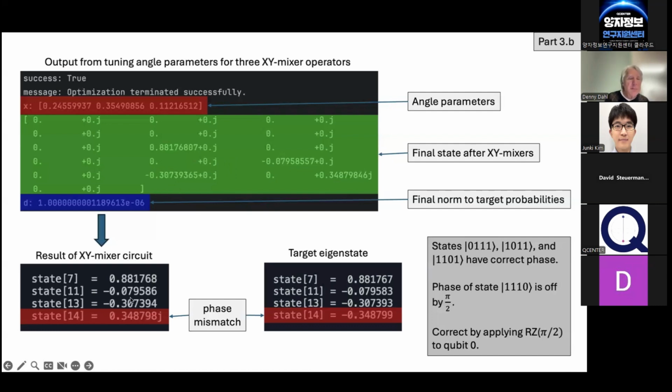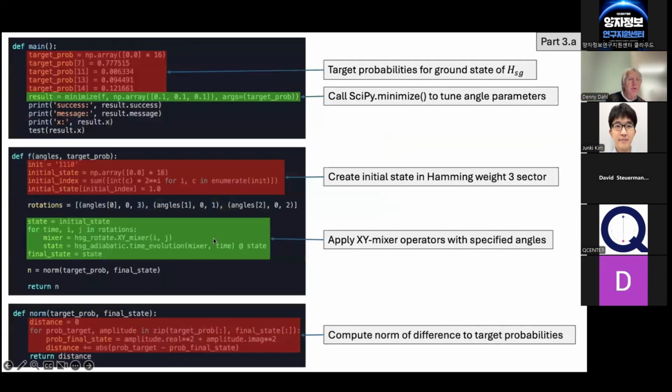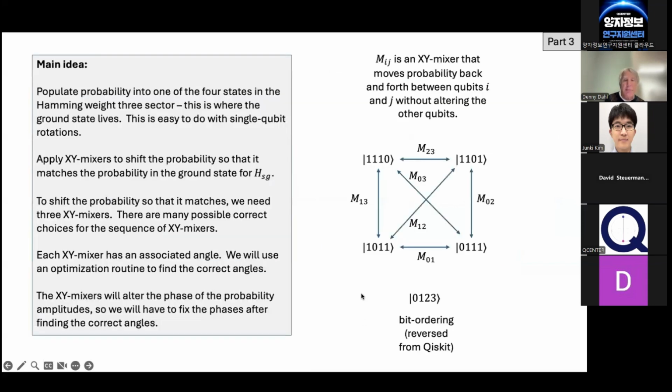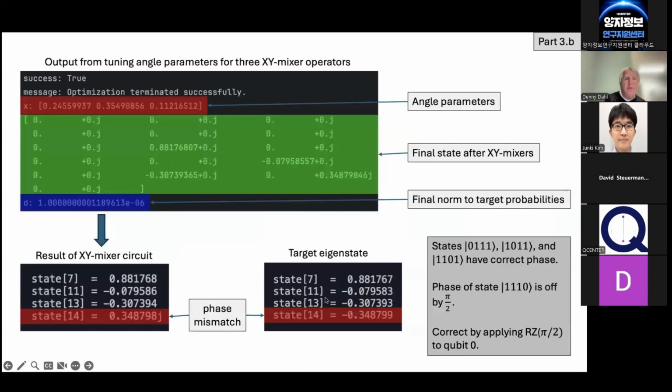And so now if we compare the result of the XY mixer with the target eigenstate, the difference here is now I'm looking at probability amplitudes, not probabilities. So if you square the numbers that you see here in the target eigenstate, you'll end up with the numbers that you see over here. So these are the probabilities, and now over here are the probability amplitudes. And you can see that the probabilities are matching perfectly. The amplitude here is the same.